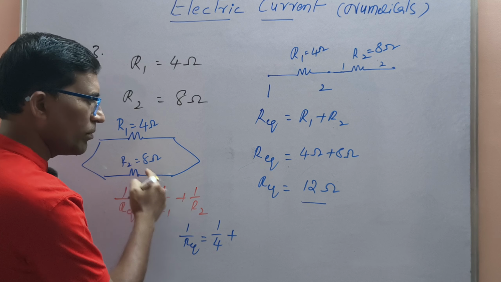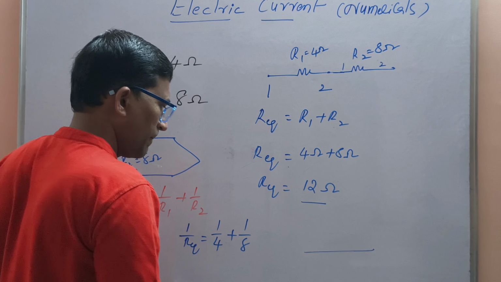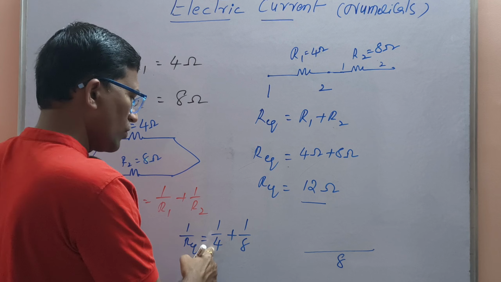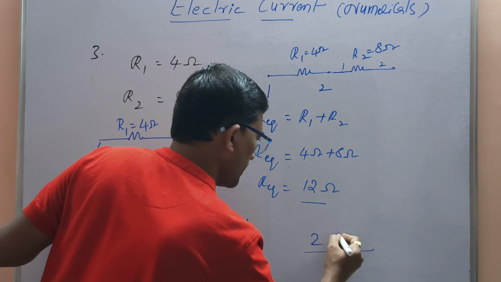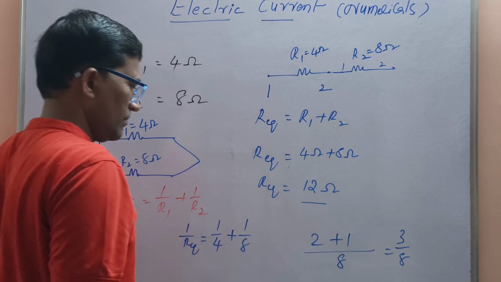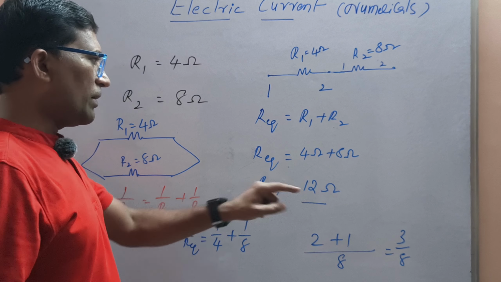We'll take the LCM. LCM will become how much? 8. So I will write 8. 4 will go in 8 two times, that is 2, plus 8 will go in 8 one time, 1. Nothing but 3 by 8. Is it clear? Now it will become 1 by R equivalent is equal to 3 by 8.